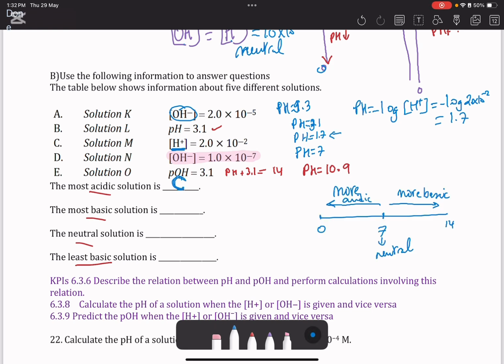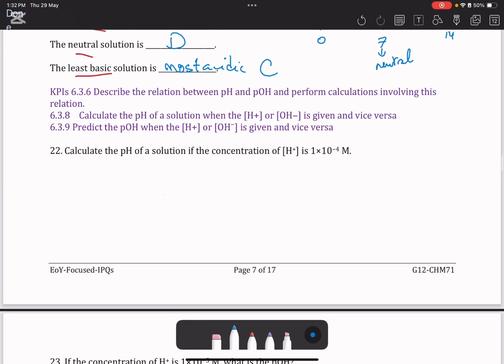The most basic is the one having the highest pH, and that is this one, option E. The neutral is the one having pH 7, and that is option D. The least basic means most acidic. That's what it means, most acidic. And that is again option C. Now let's continue our calculations.